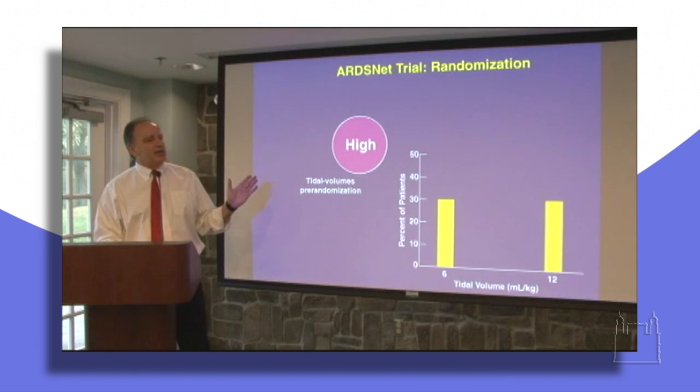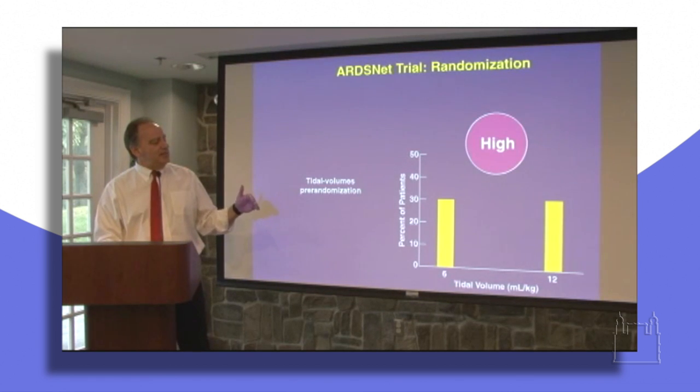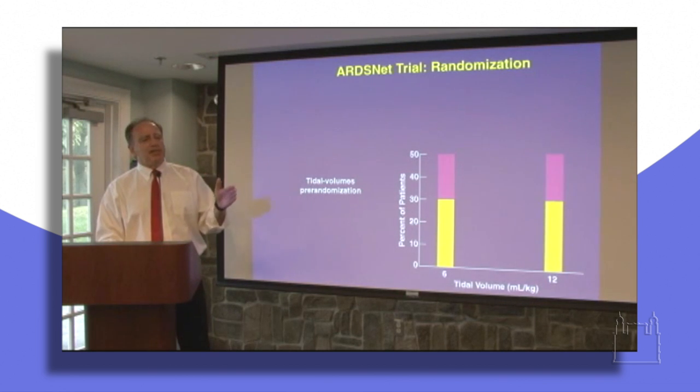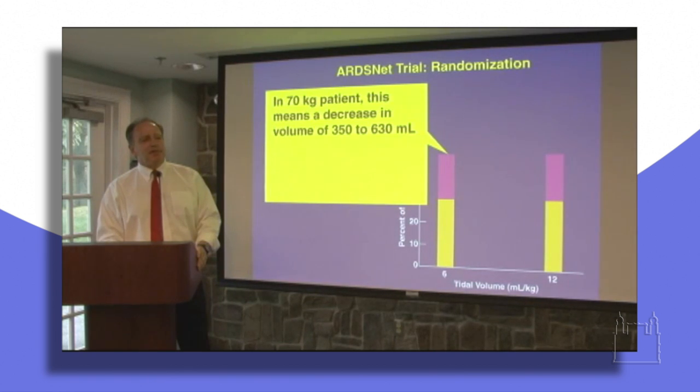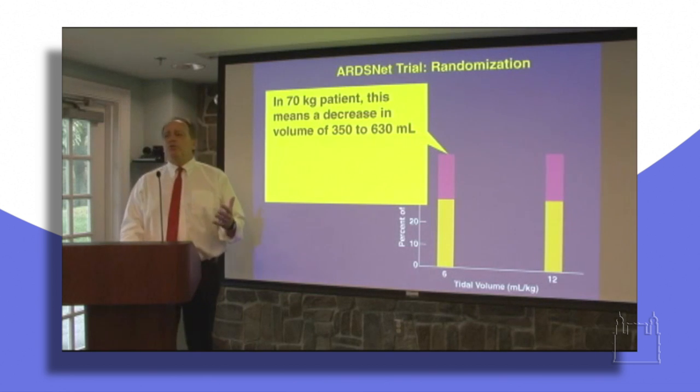Let's take the other arm now, the more compliant patients receiving higher tidal volumes, and randomize them to 6 or 12 mLs per kilo and see what happens here. Here, the 12 mL per kilo is close to what they were normally getting. What happened to them when they got 6? Patients with more compliant, less severely injured lungs receiving 11 to 15 mLs per kilo had their volumes decreased 5 to 9 mLs to be in the 6 mL per kilo arm. In a 70 kilogram patient, this means a decrease in volume of 350 to 600 mLs. No one would do this.